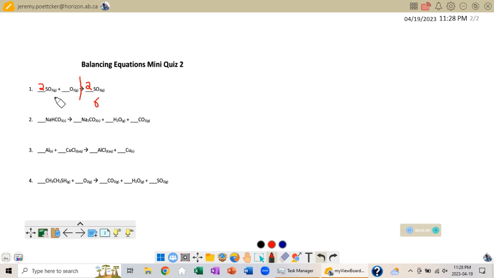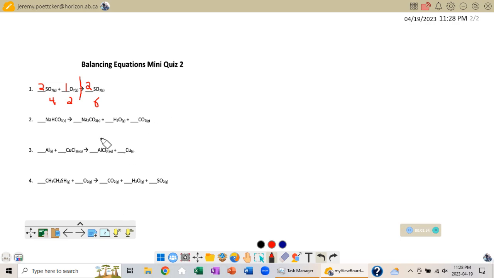So on the right-hand side, I have 6 oxygens. Right now on the left-hand side, I have 2 from here, plus 2 times 2 is 4 here. Hey, 4 plus 2 is 6. I leave this as it is. Now, if I have to put a coefficient in front of the oxygen, it's going to be a 1. But normally I would just leave that blank.